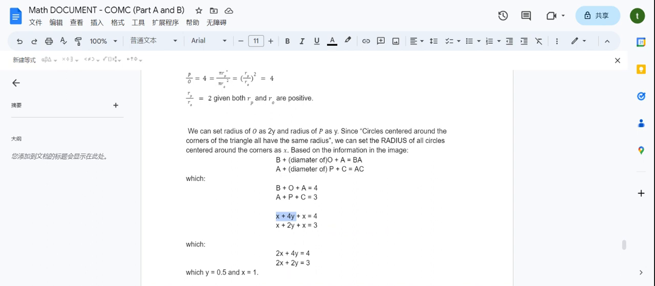From that, we are able to yield that y is equal to 0.5 and x is equal to 1. You may be curious about how I got that. We can set this as equation 1, and we can set this as equation 2.